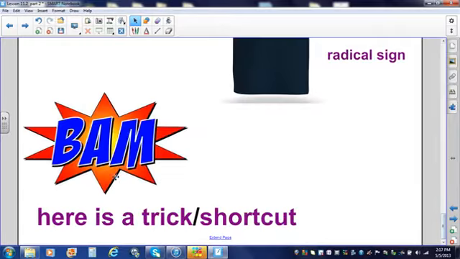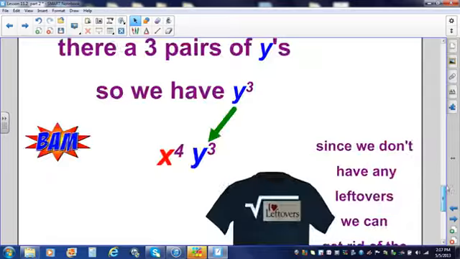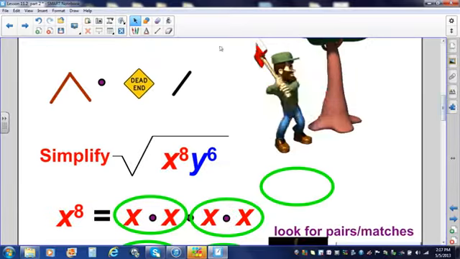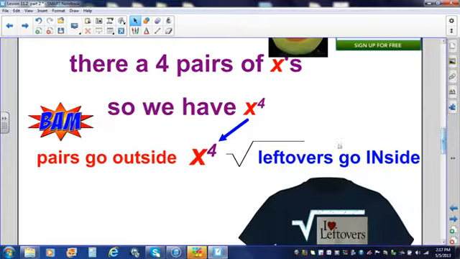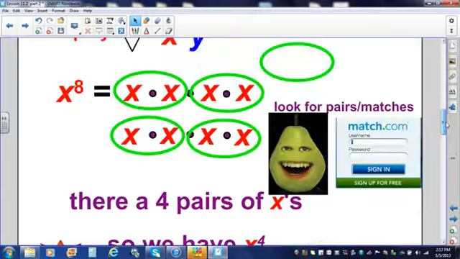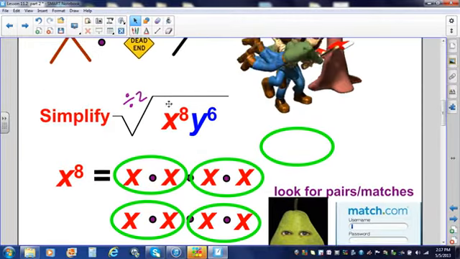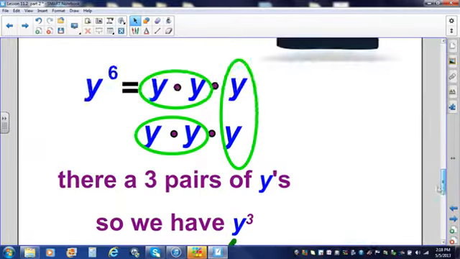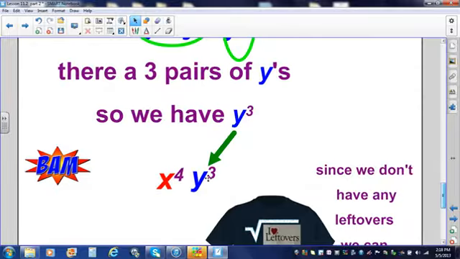So our answer is simply x to the 4th, y to the 3rd. Now, here is a trick or a shortcut that some of you may want to use. And this trick or shortcut only works with the variables or the letters. Ask yourself, what is 8 divided by 2? Well, 8 divided by 2 is 4. So there's your x to the 4th power. Bam! Shortcut. Ask yourself, what is 6 divided by 2? 6 divided by 2 gives you 3. Bam! So there's your shortcut.